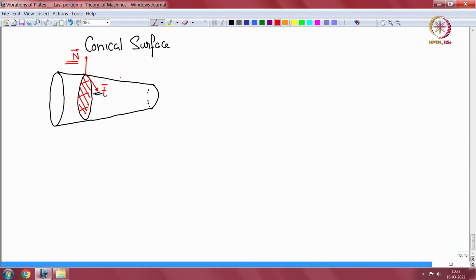However, if you see this conical surface, its unit normal is in this direction. So if a curve lies on a surface, its own principal normal need not coincide with the surface normal. So this angle we'll call it 90. So this is the tangent.